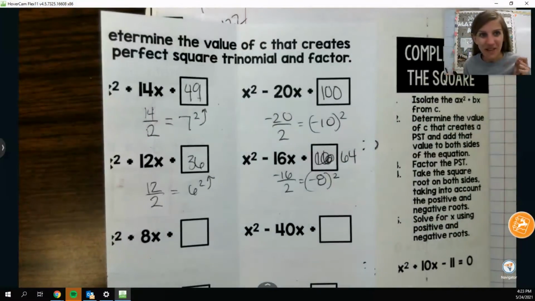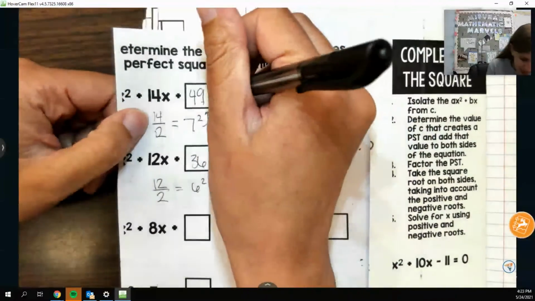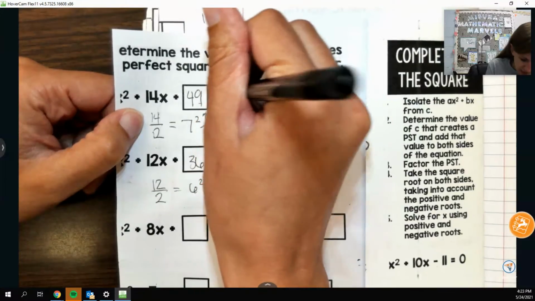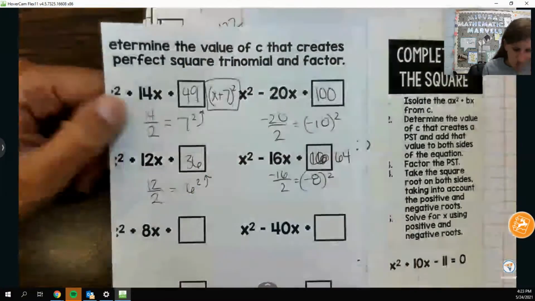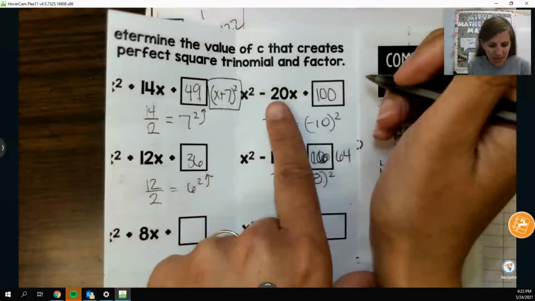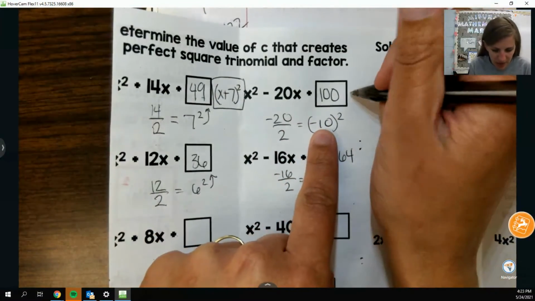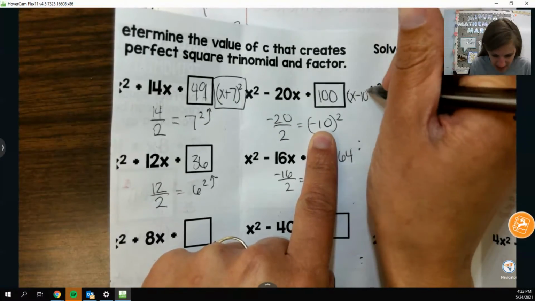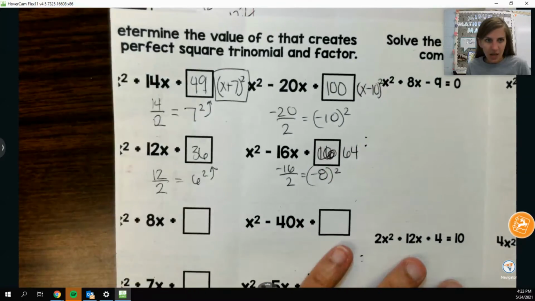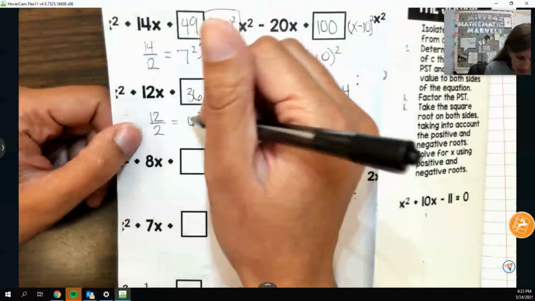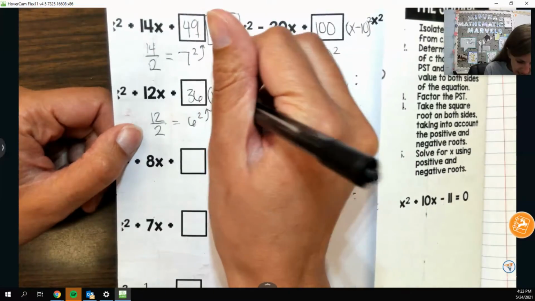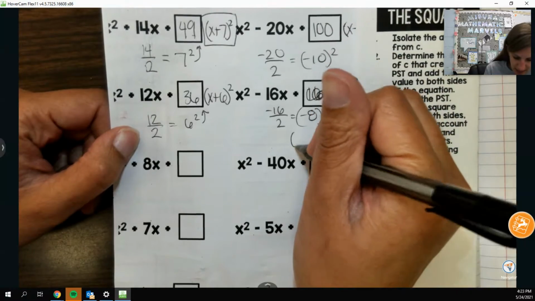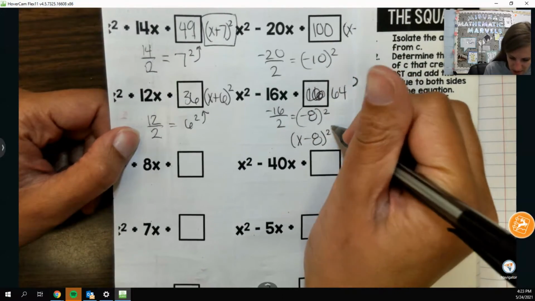And then I forgot we were supposed to factor them as well. So if I go back and factor this now, because my mystery number is a 7, this is just going to be x plus 7 squared, because it's a perfect square. Or this one here, because my magic missing number was a negative 10, when I factor this out, it'll be x minus 10 squared. Or this one here, because my magic number was a 6, I'd have x plus 6 squared. Or this one here, because that magic number was a negative 8, I'd have x minus 8 squared.